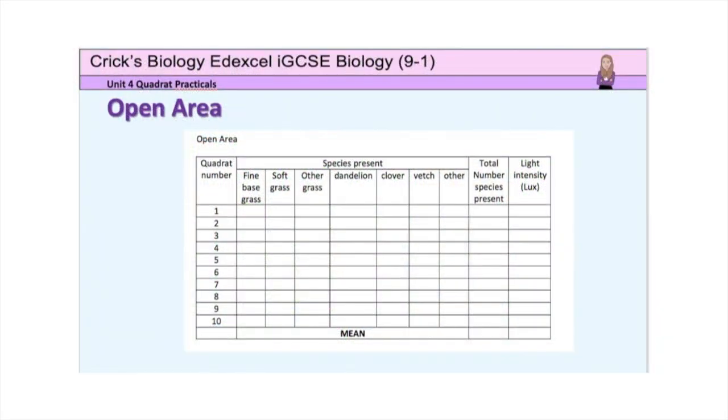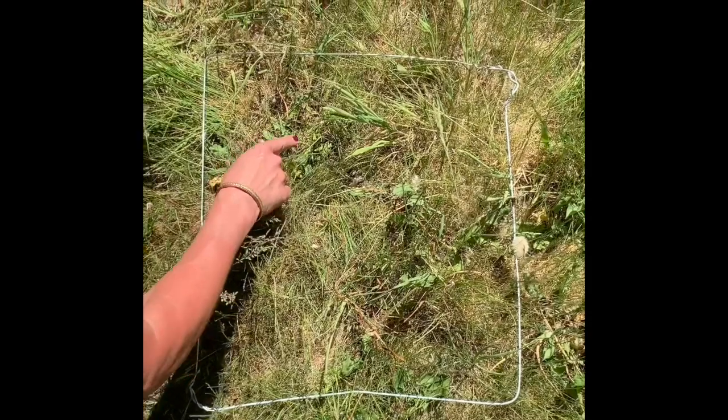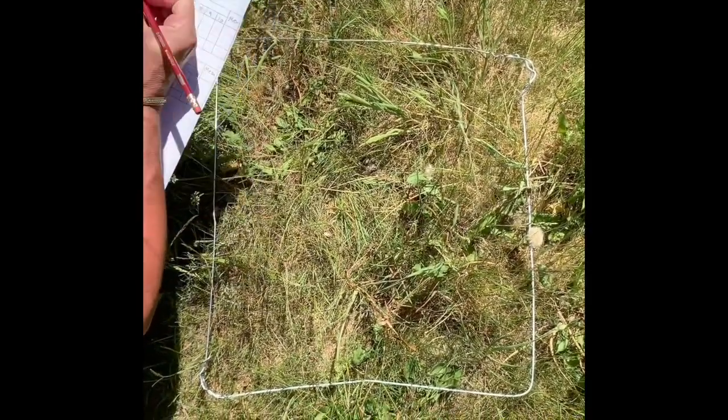To investigate biodiversity in the open area, you will need to draw up a results table like this. Then watch each video and place a tick next to the plant when I spot it in a quadrat. Remember, we are only recording if the species is there, not how many of each are present. I have written down the main plants in the quadrats, leaving other for any extras. Then you can check your results for each quadrat and record the light intensity on the photo that follows each video clip.